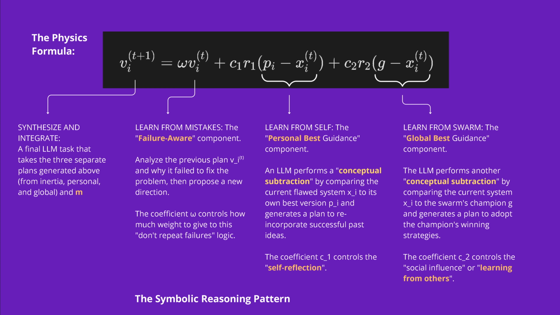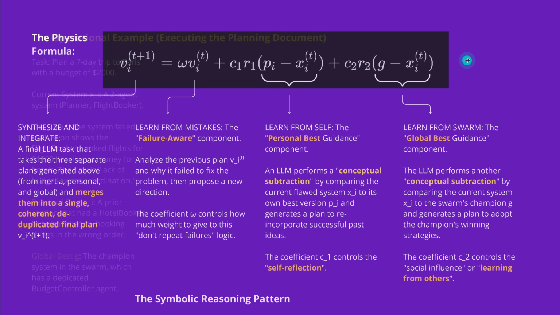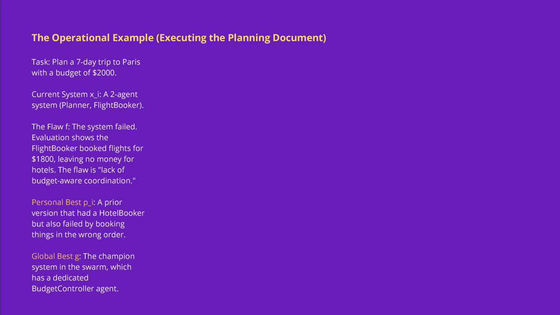Great. And then finally, the result. If we do all these three operations, we then synthesize and integrate this. So the final LLM task is that it takes the three separate plans generated from 1, 2, and 3 and merges them into one single coherent, deduplicated final plan. And this final plan will be the new velocity. The technical terms are a little bit strange, especially if you are a trained theoretical physicist. You say, what is this? But never mind, let's just go with this, and I want to give you an example.